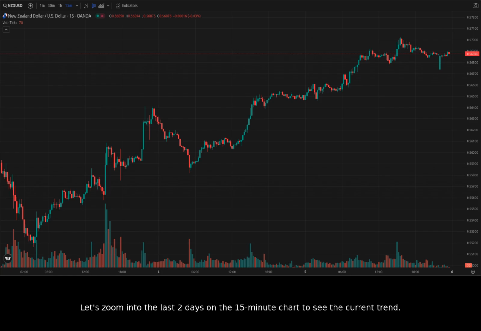Let's zoom into the last 2 days on the 15-minute chart to see the current trend. Here, we can see an upward trend with very little significant pullbacks. The volume indicates a strong buying pressure. This is consistent with our previous observations.